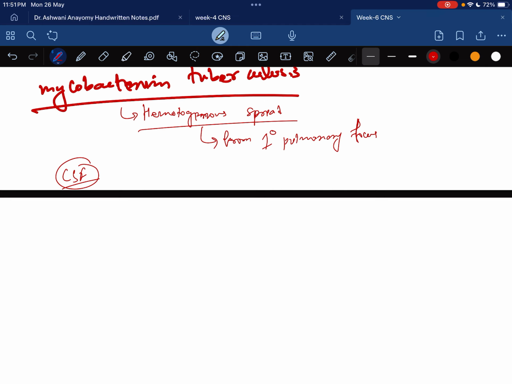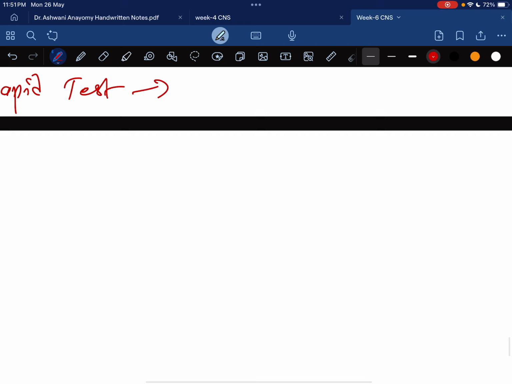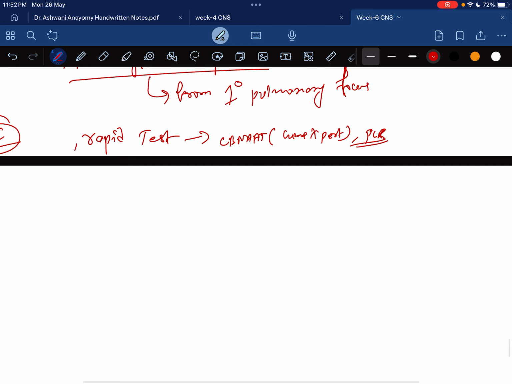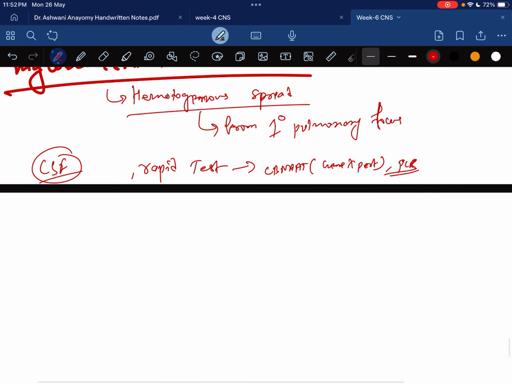There are also rapid tests. For the rapid test we can use CBNAAT, which is GeneXpert, and we can also use PCR for the detection. These are the things to understand about Mycobacterium tuberculosis.